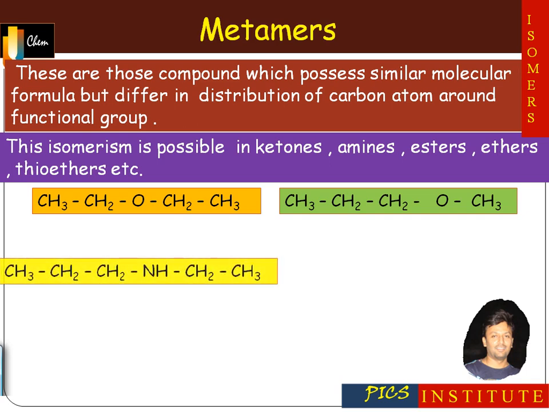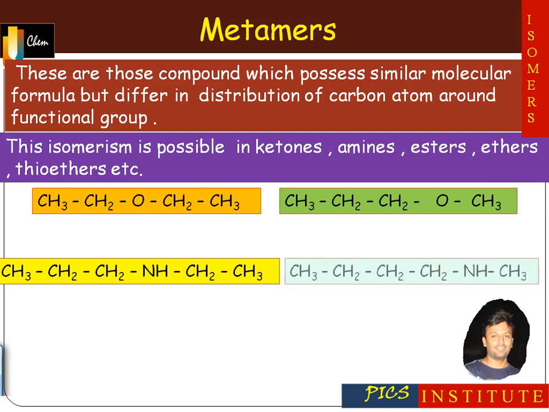So both compounds possess similar molecular formula and similar functional group, but they differ in the number of carbon around the functional group. Similarly, in the case of amine, we can see the number of carbon towards the left hand side is 3 and towards the right hand side is 2, and in the second compound the distribution of carbon is 4:1, 4 carbon on the left hand side and 1 carbon on the right hand side.